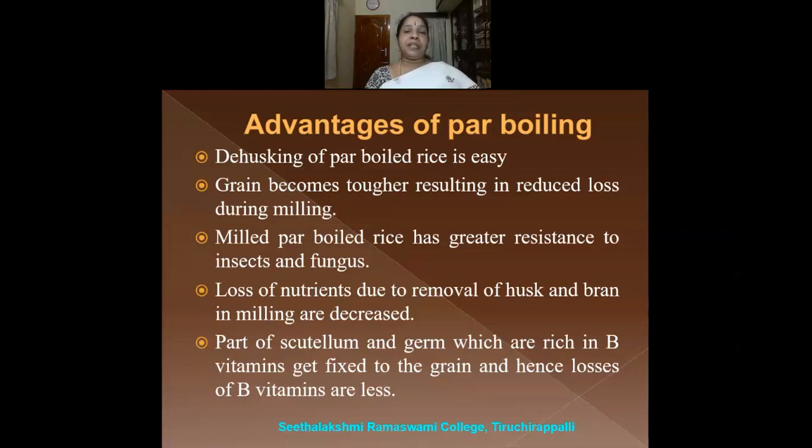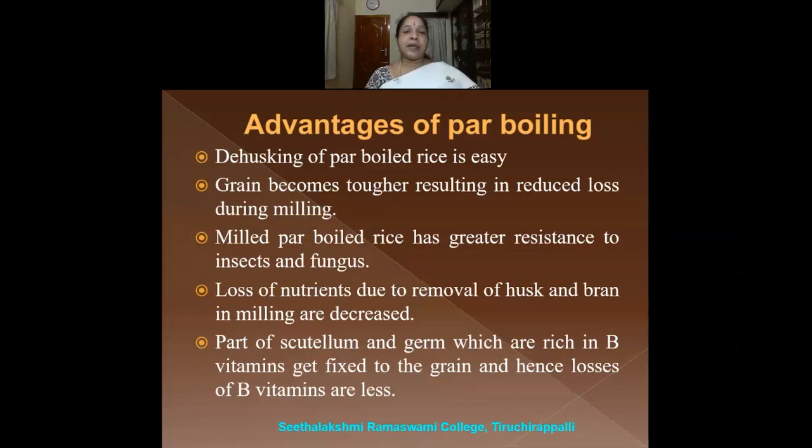Whereas when it is milled after parboiling, the breakage will be less. Milled parboiled rice has greater resistance to insects and fungus. So easily there will be no insect infestation. No insects will come when the rice is parboiled. But when we store the raw rice even for about 10 days or more, what happens?